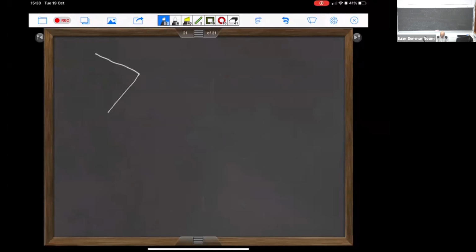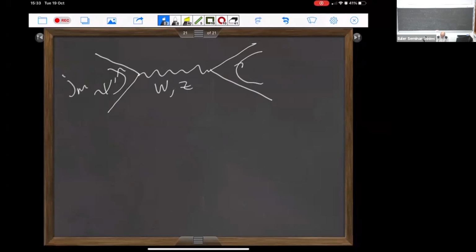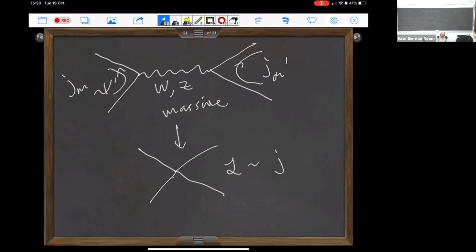you have processes like this involving, say, W's and Z's, and here's some fermion 1. So this is some fermion current, and this is some other fermion current. So you could call this J mu prime. And I put W and Z in the middle because these are massive. And because they're massive, you can integrate them out, and this becomes like a 4-point fermion interaction. So the Lagrangian here would just be J J mu prime with some coupling constant, which is called the Fermi constant.